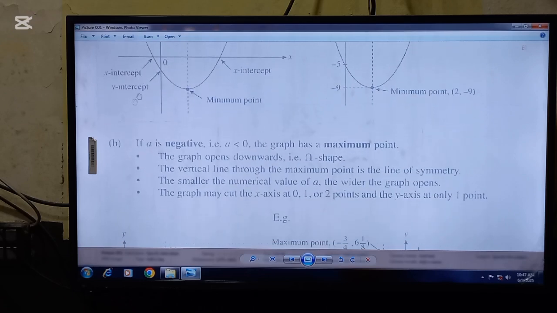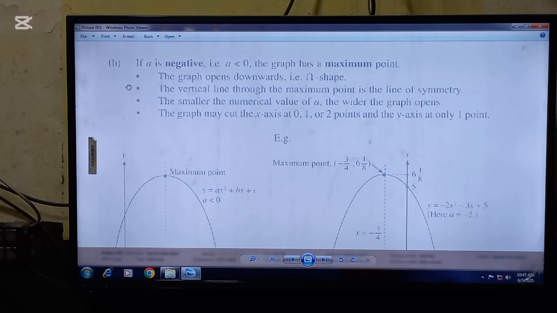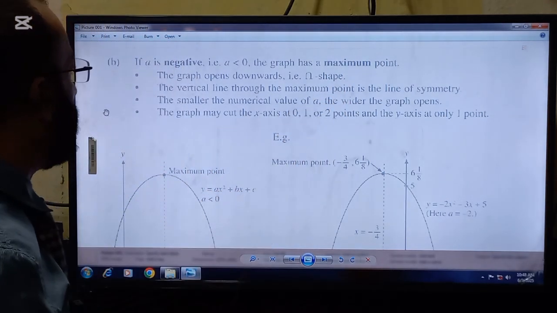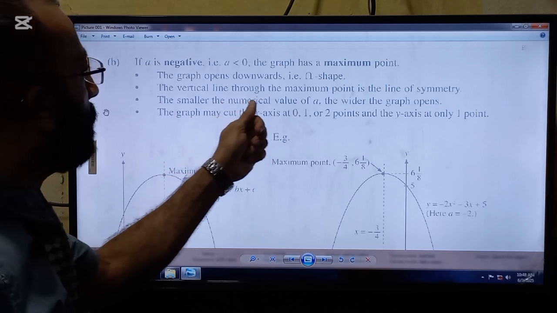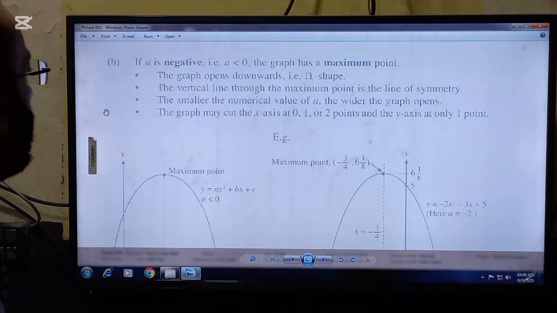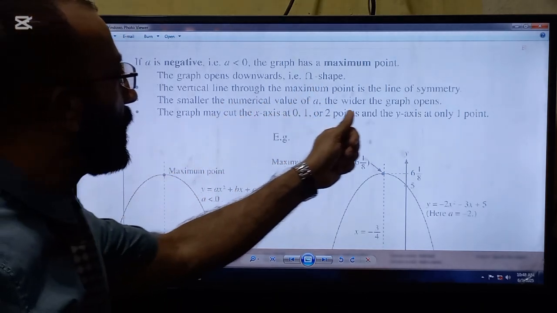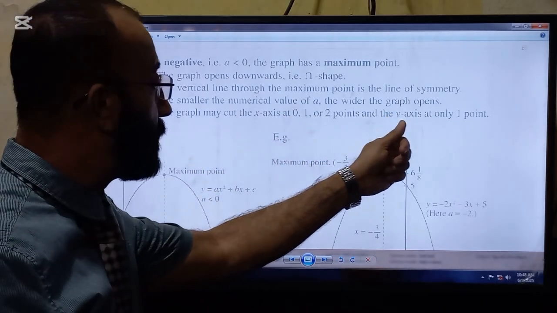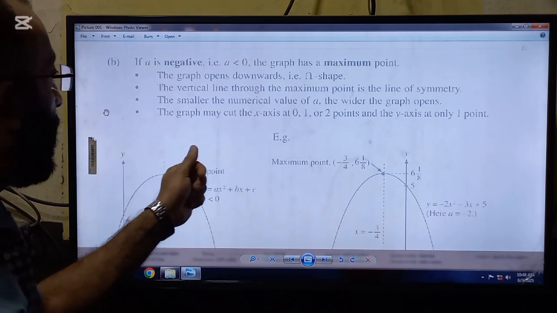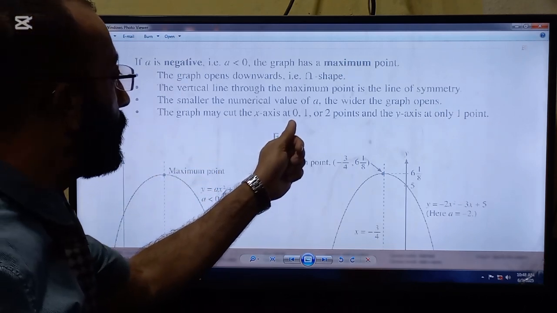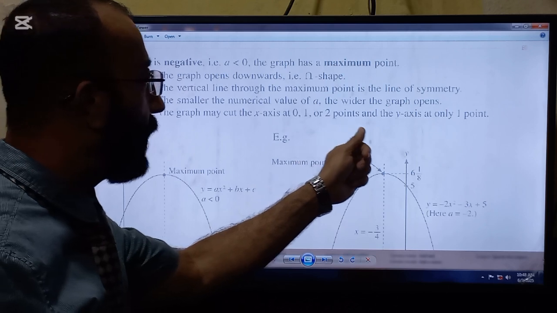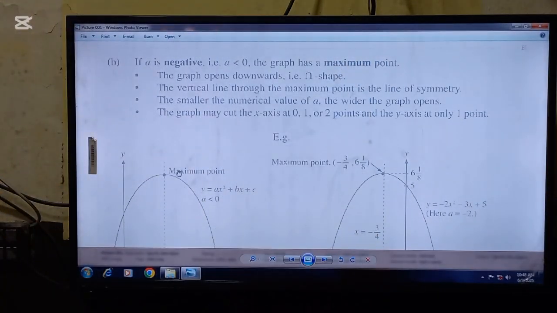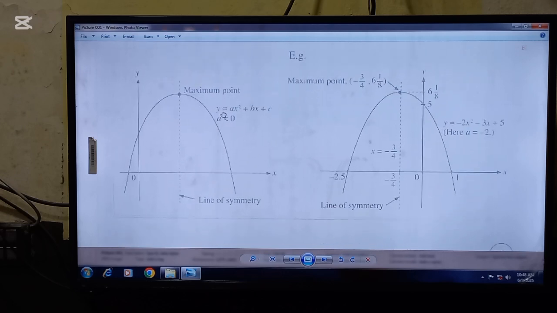The next property of this kind of graph is, if A is negative, the graph has a maximum point. The graph opens downward, that will be the shape. The vertical line through the maximum point is called the line of symmetry. The smaller the numerical value of A, the wider the graph opens. The graph may cut the x-axis at no point, 1 point, or 2 points, and the y-axis at only 1 point. So these are the examples.